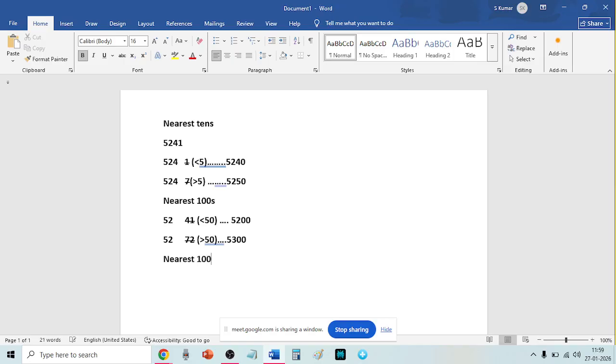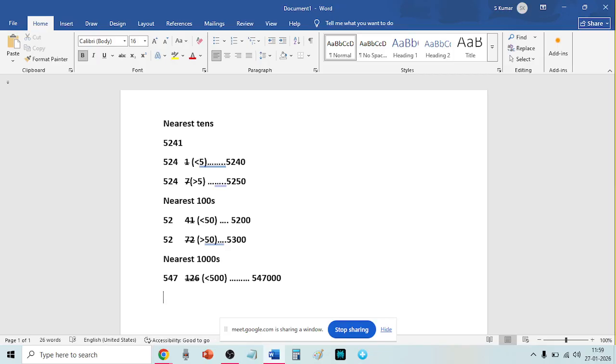Nearest thousands. So 547126. Which digit is in the thousands place? 7. So this part I don't need. Now for 1000, is it less than 500 or more than 500? This is less than 500, so no change. 547 will remain 547 and this one of course will become 0, 3 digits, 3 zeros. The rejected part is always 0, whether you change it or not.